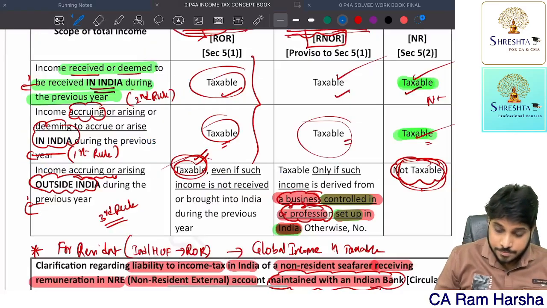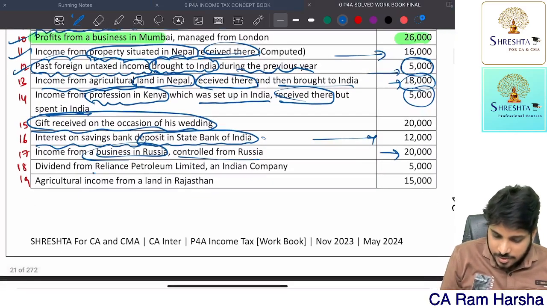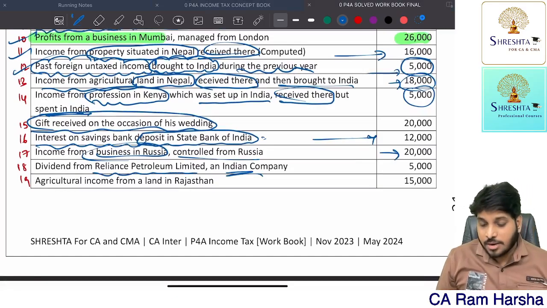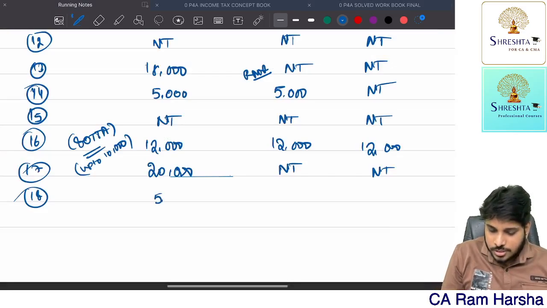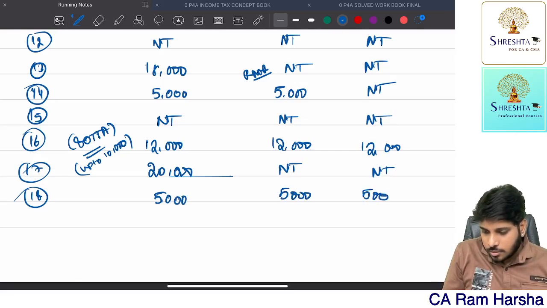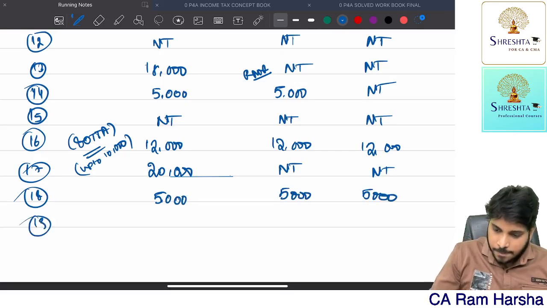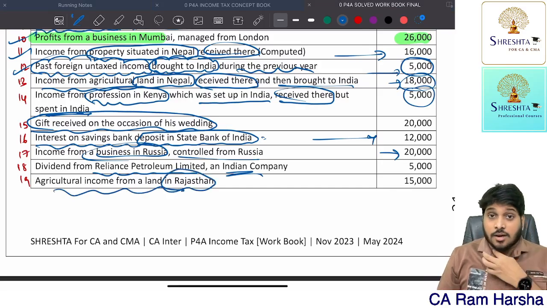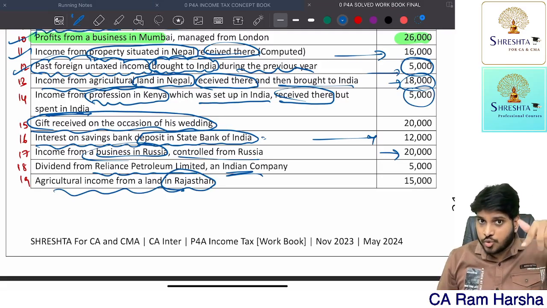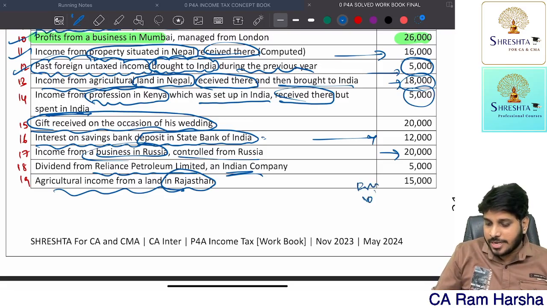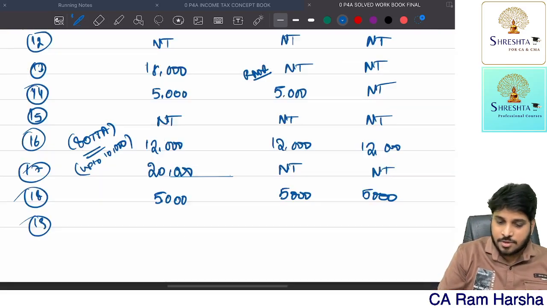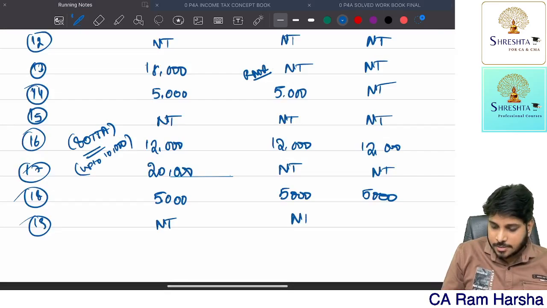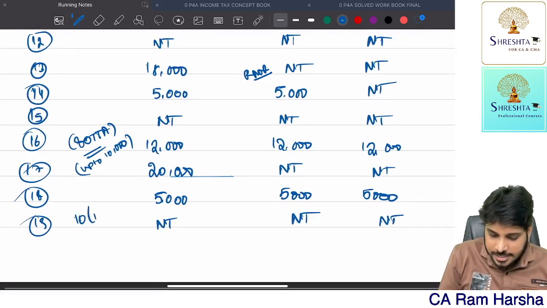18th one. Dividend from Reliance Petroleum, an Indian company. Source is in India, so taxable for all. 19th one. Agricultural income from land in Rajasthan. Agricultural income from land situated in India is exempt for everybody under section 10 subsection 1. Not taxable for anybody. That's a provision, 10 subsection 1, we have not yet discussed.